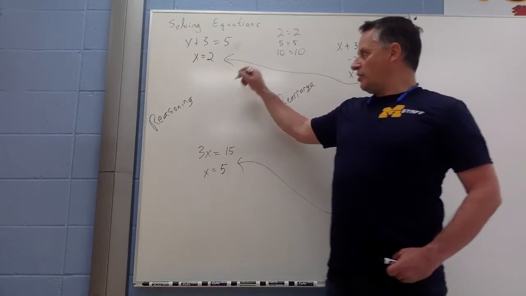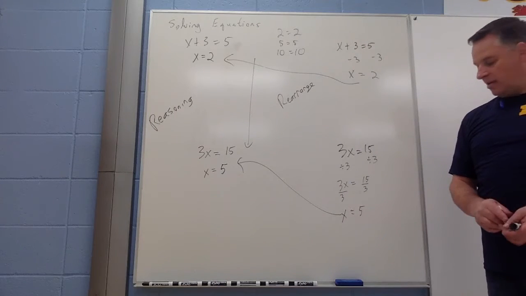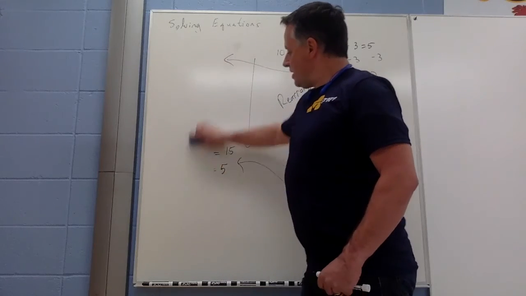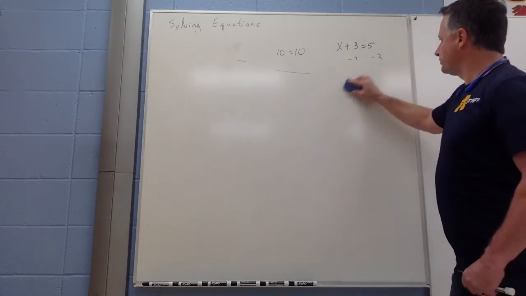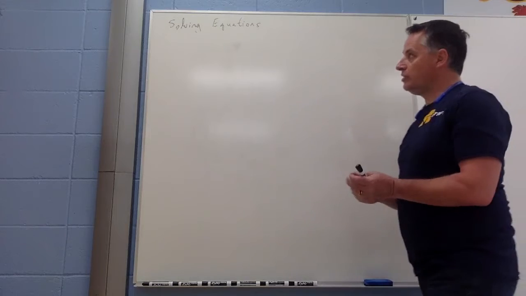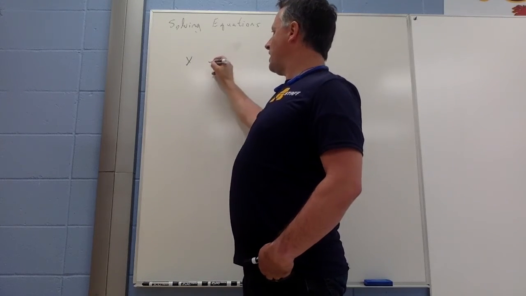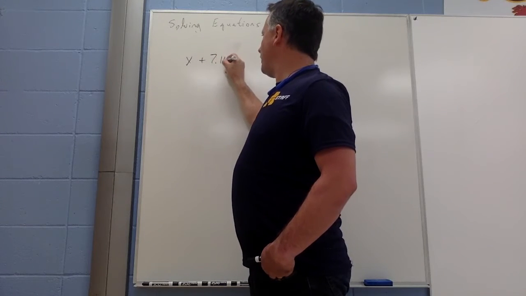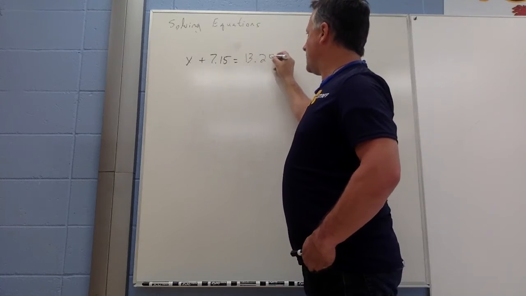I would recommend doing reasoning for simpler ones, but we're going to get more complicated ones where reasoning is going to be difficult. Let me show you an example of a couple of equations which are a little bit trickier to just reason out. Here's one. Sometimes they involve decimals. So something like x plus 7.15 is equal to 13.28.